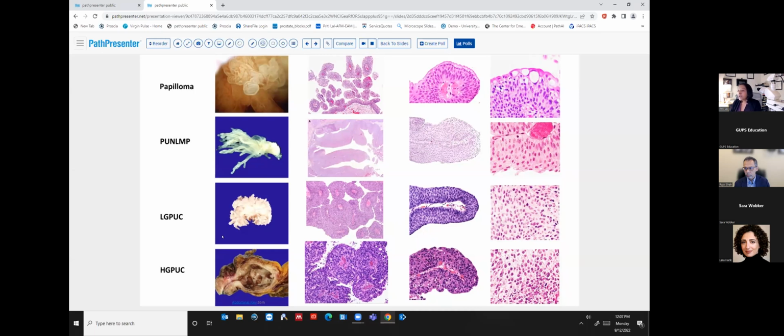Now, the low-grade and high-grade papillary urothelial carcinomas have much more complex proliferation, and on cystoscopy, these appear to be more complex as well.